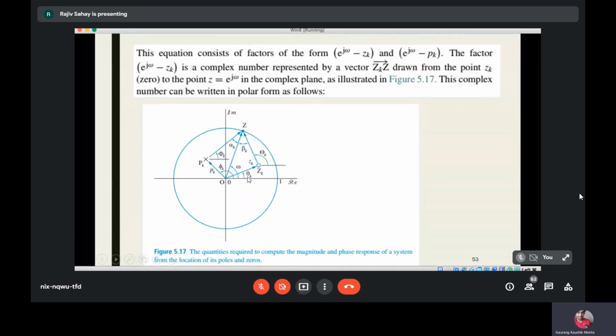Can you see this clearly? This is small theta k, this is capital theta k. This length of the zero is small qk. So this vector length is capital Qk. So this vector can be written as capital Qk e to the power j capital theta k, whereas this vector is written as small qk into e to the power j small theta k.